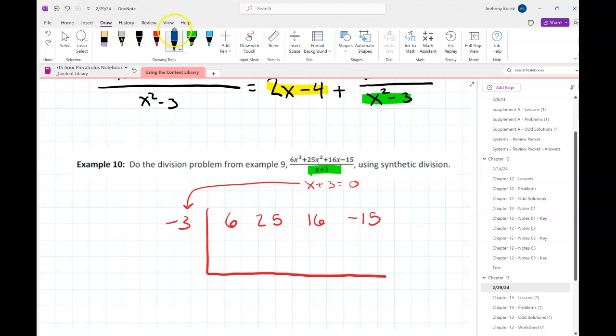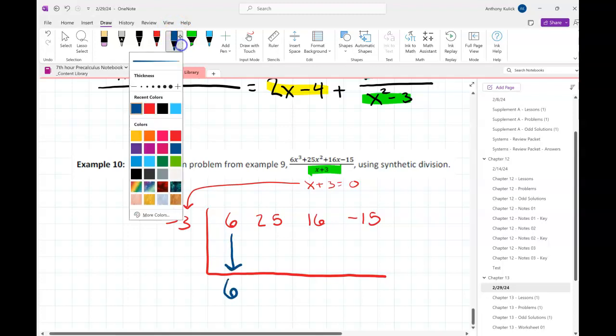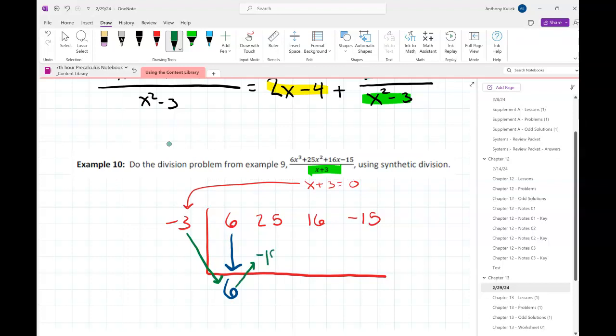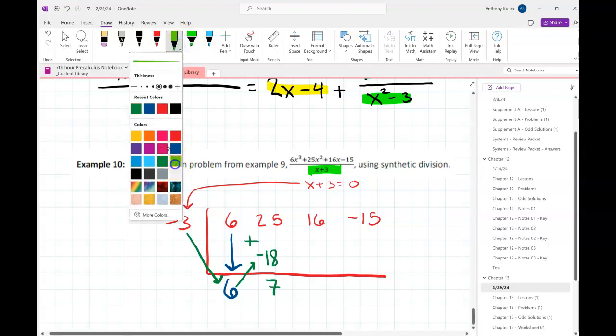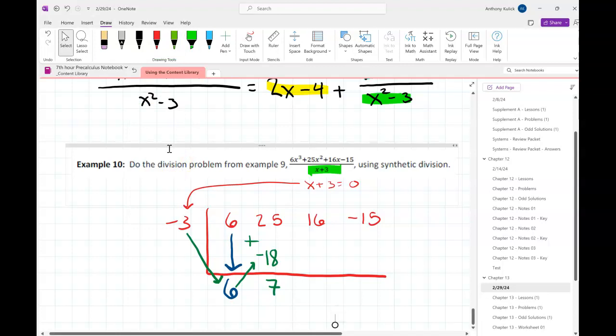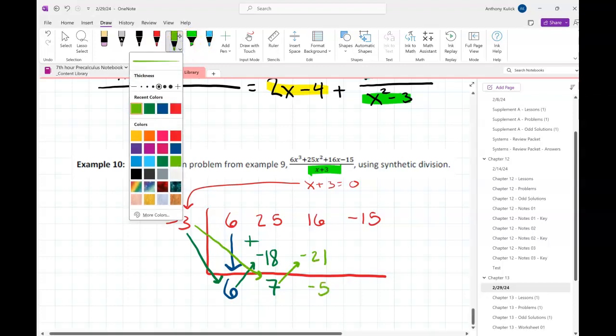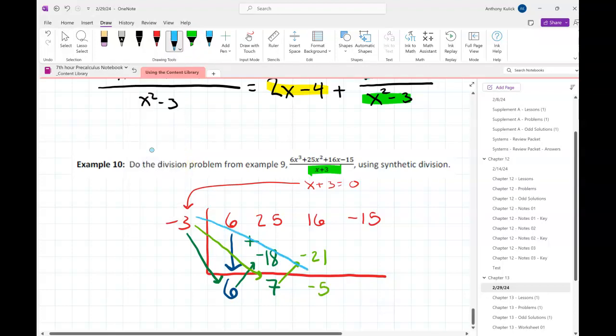So let's begin this now. The first step is to just bring the first number down. And then we multiply the number on the outside to the number on the bottom. We write it in the next open spot and add down. And then we just keep repeating this process until we have no more open spots left.